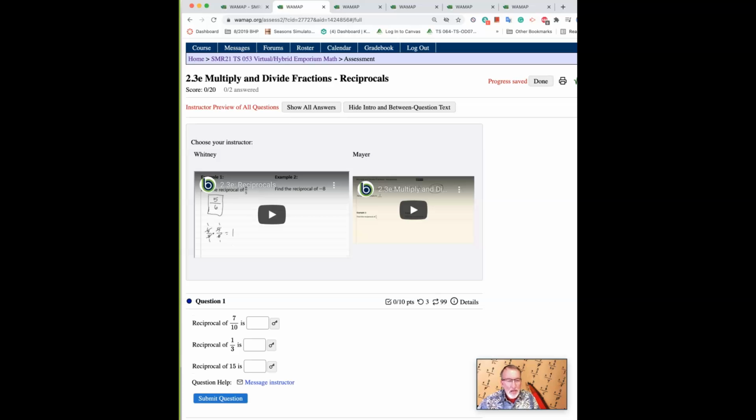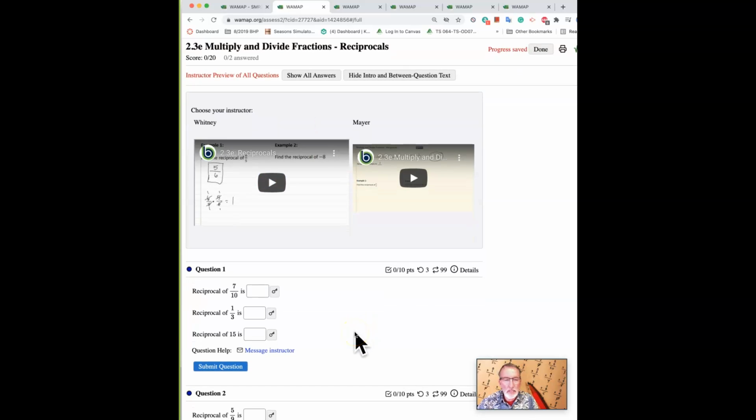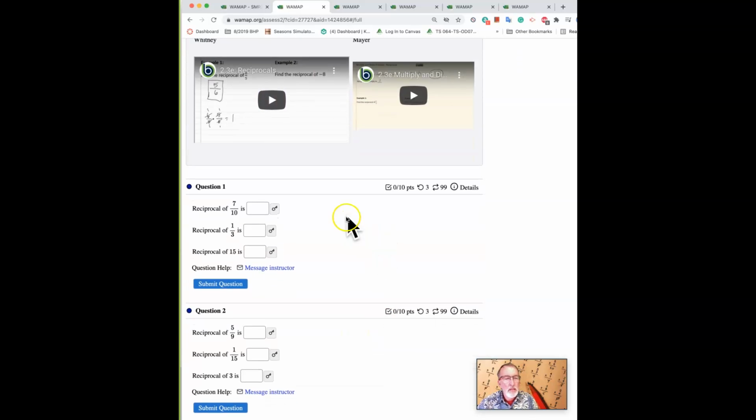Hello, everybody. We're going to take a look at reciprocals today. This is Unit 2.3a at WAMAP, and we're deep in the thick of multiplying and dividing fractions, and we've run into this new concept, reciprocal. So let's go through these problems. Reciprocal of 7/10, reciprocal of 1/3, and reciprocal of 15.